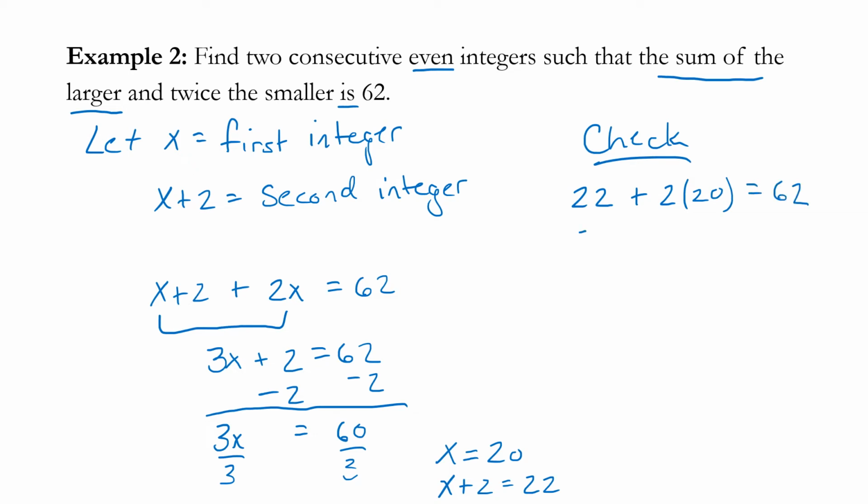So now I'm simplifying. 22 plus 2 times 20 is 40, is equal to 62. Excuse me, that should be a 62. And now 22 plus 40 is 62. So 62 equals 62. That is a true statement, so it checks out.